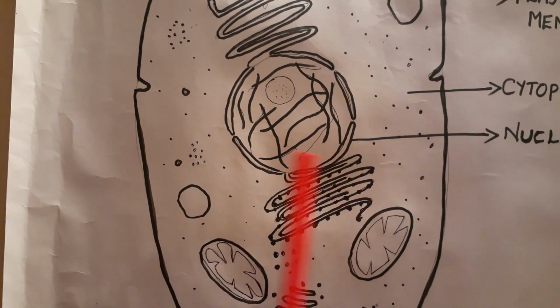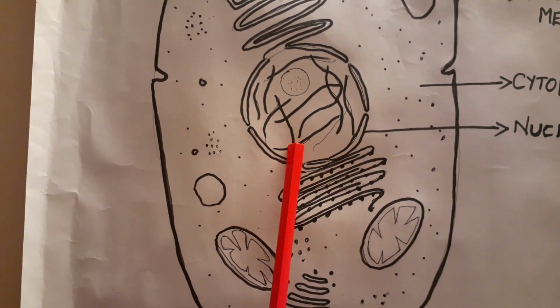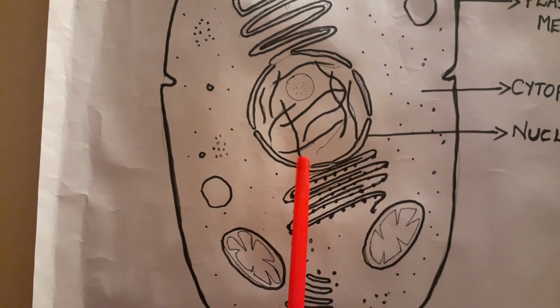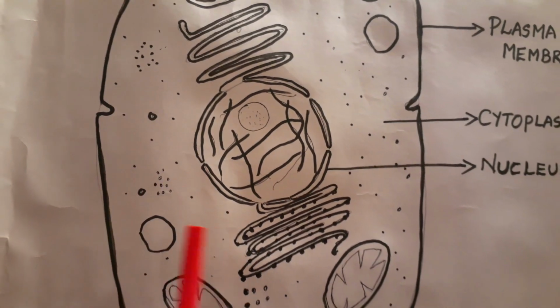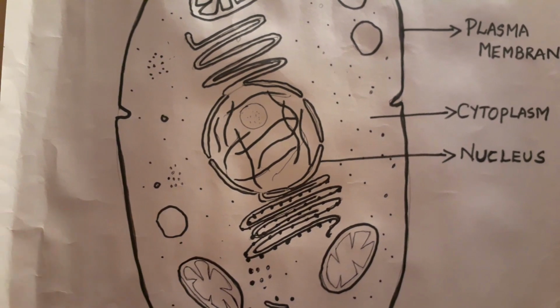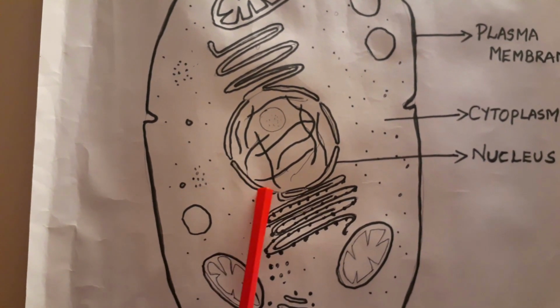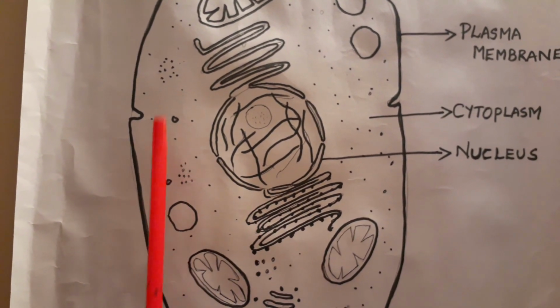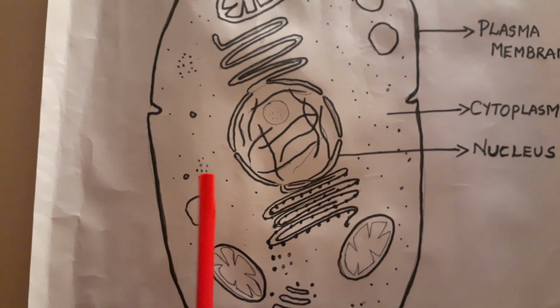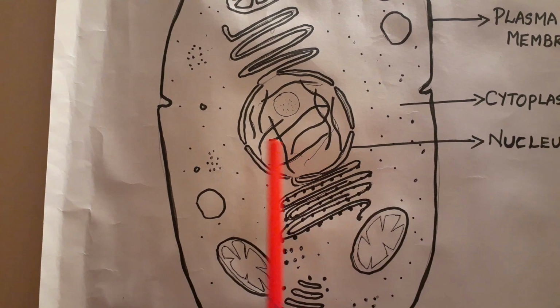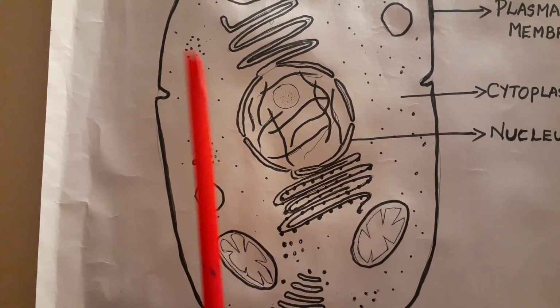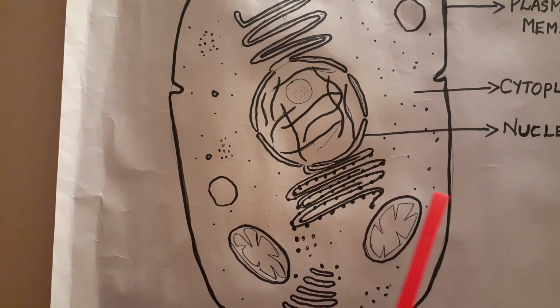I told you the nucleus contains chromosomes. First it will be a thread-like structure, that is known as the chromatin. At the time of cell division, it will condense, it will become compact and it will form the chromosomes. Human beings have 23 pairs of chromosomes. These thread-like structures are known as the chromatin. It will form the chromosome.